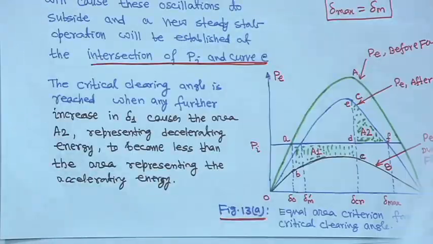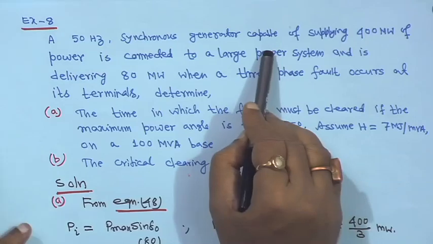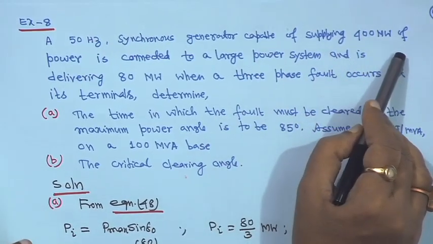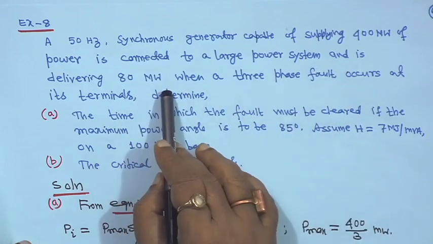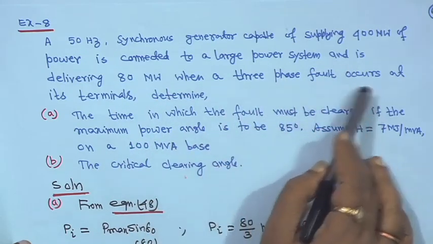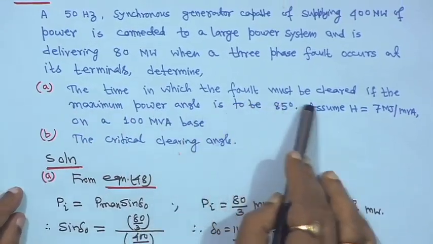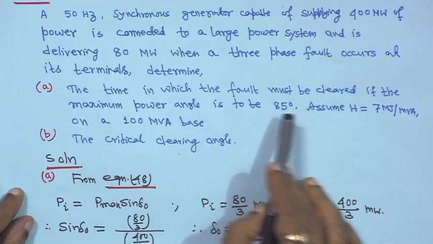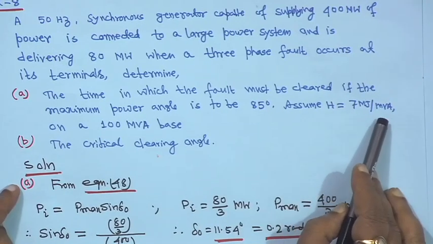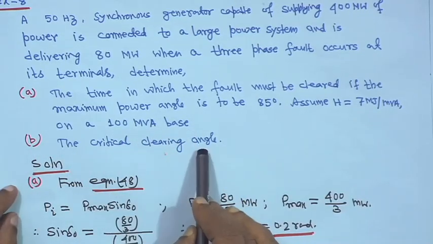The first one is example 8: a 50 Hz synchronous generator capable of supplying 400 megawatt of power is connected to a large power system and is delivering 80 megawatt when a 3-phase fault occurs at its terminal. Determine A, the time in which the fault must be cleared if the maximum power angle is to be 85 degree. Assume H is equal to 7 megajoule per MVA on a 100 MVA base. B, the critical clearing angle.